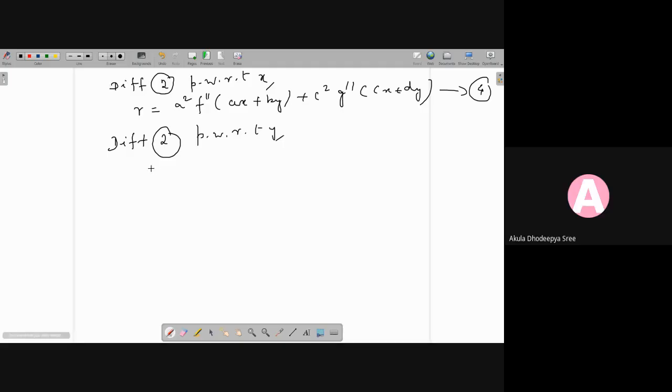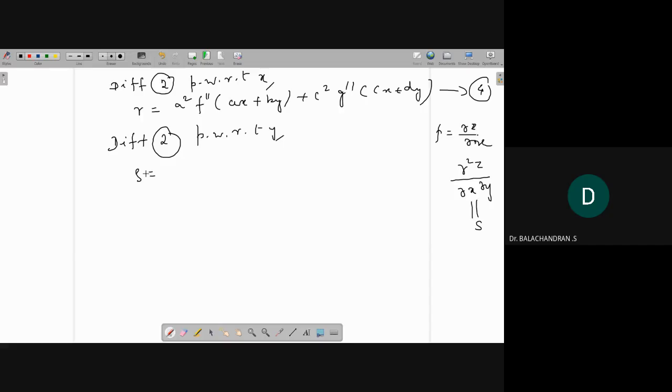T equal to what with y? You are differentiating 2 with respect to y. That means the left hand side of 2 is what? Left hand side of 2 is p. P is nothing but ∂z/∂x. If you differentiate this with respect to y, you will get ∂²z/∂x∂y. That is s.